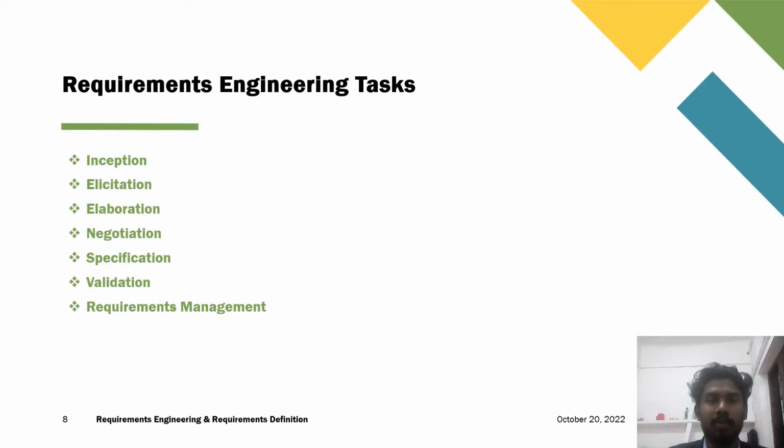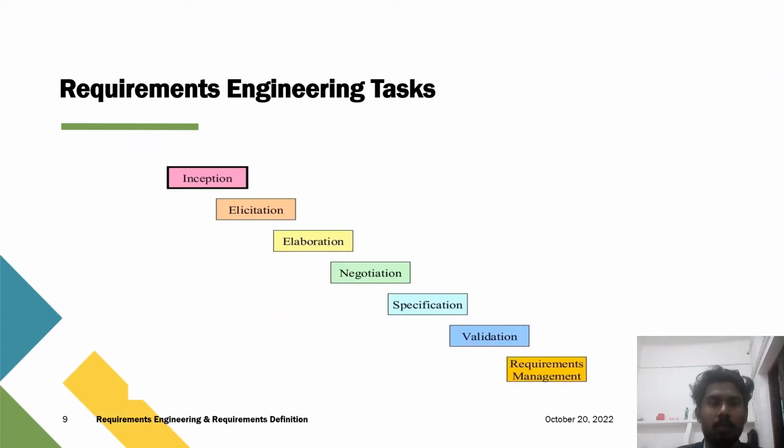So there are 7 requirements engineering tasks. First one is inception, next elicitation, third elaboration, the fourth one is negotiation, the fifth specification, the sixth one is validation, and the last one is requirements management. So these 7 steps are done one after the other in order from top to bottom, so that the solution can be obtained from requirements engineering.